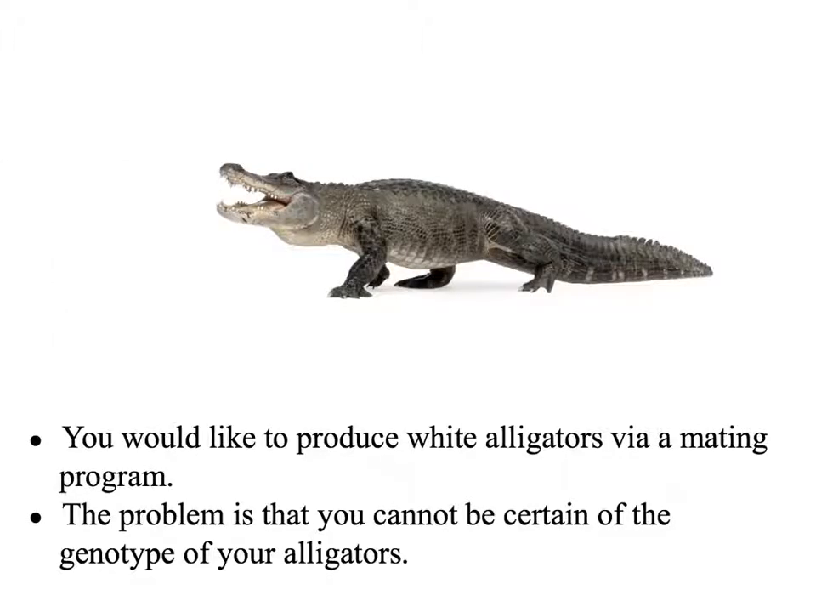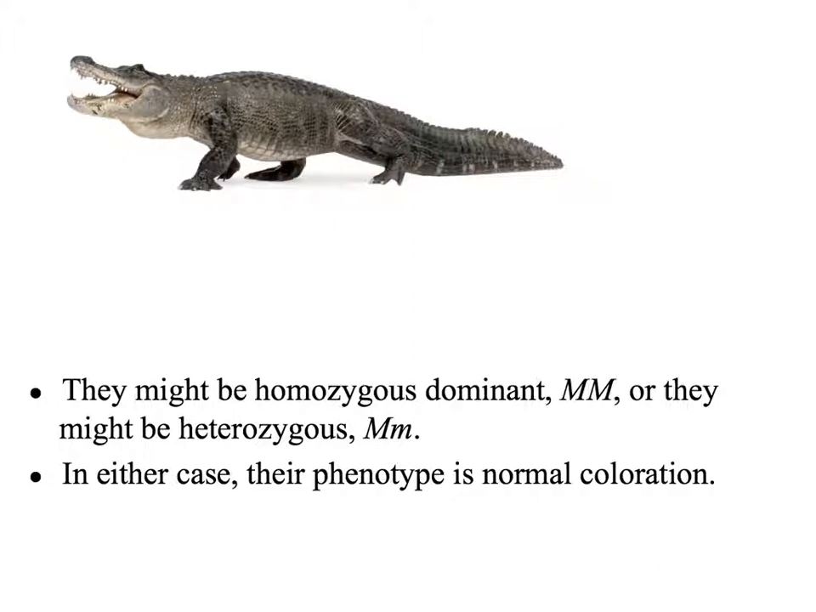Here's a scenario with this exact problem going on. We're working in a zoo, and you would like to produce white alligators in a mating program. You have a pigmented alligator, and the problem is you don't know for certain the genotype of this alligator. This alligator may have a homozygous dominant big M genotype, or they might be heterozygous big M, little m. In either case, the phenotype is for normal coloration.